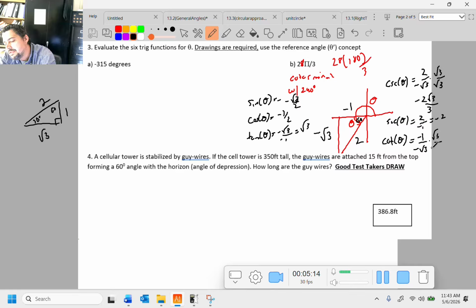We multiply both the numerator and the denominator by √3. The negatives cancel as well. √3 times √3 is 3. Easy peasy lemon squeezy. I have the answer here for you. You just have to show all the work.